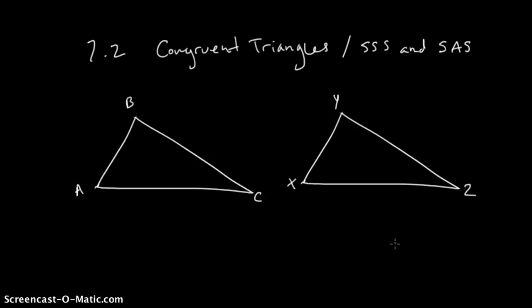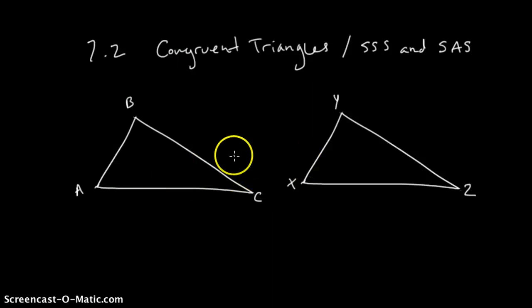All right, so congruent triangles. This section basically teaches two new shortcuts that allow you to see if two triangles are congruent. You see here this SSS and SAS thing. These are just short abbreviations for the new rules you're going to learn. So congruent triangles, SSS and SAS.